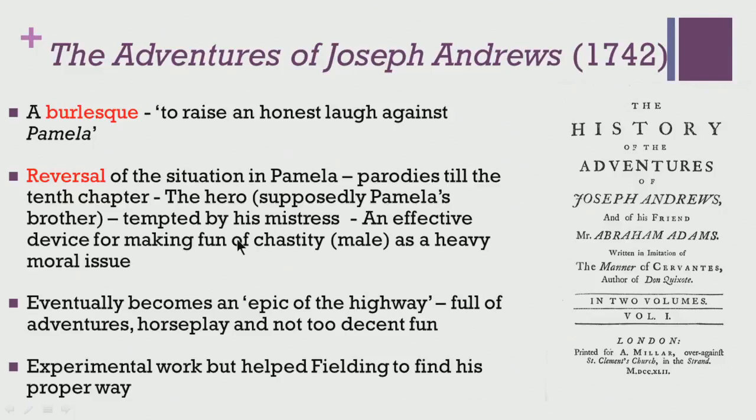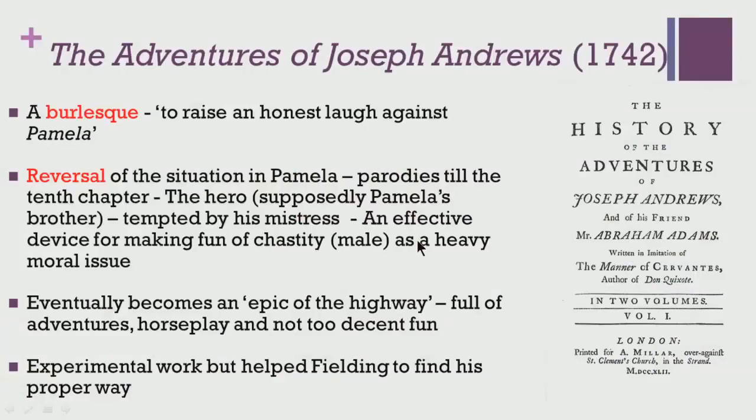in the fiction. And this hero is tempted by his mistress, and just like Pamela resisted the advances of her master, we find Joseph Andrews resisting the advances of his mistress. So he also uses this parody as a device for making fun of male chastity, and also mockingly engages with heavy moral issues. But however, after the 10th chapter, we do not find him continuing with the same plot structure.